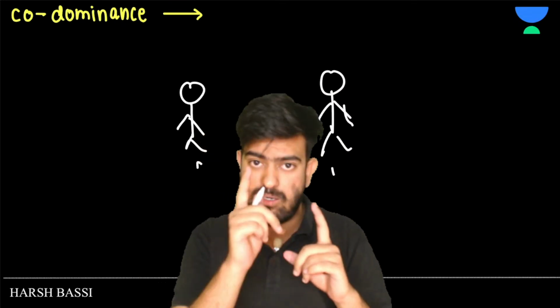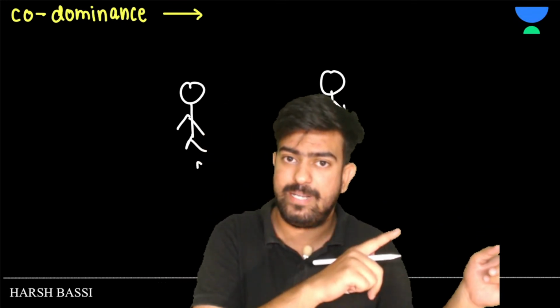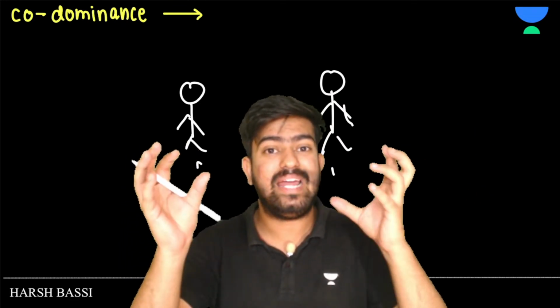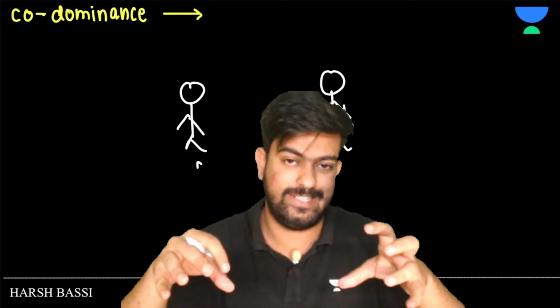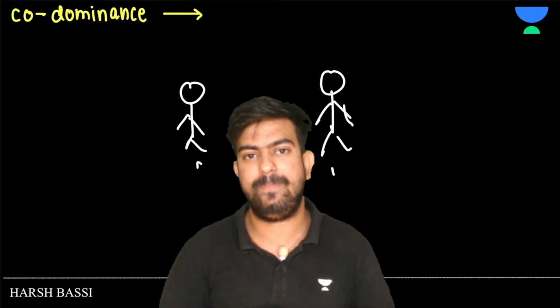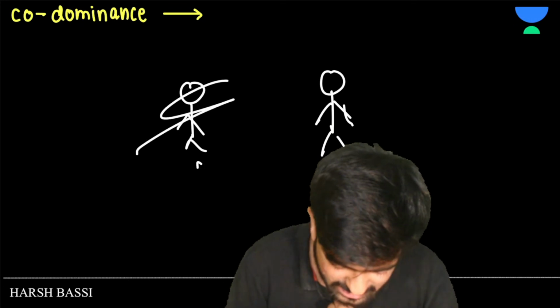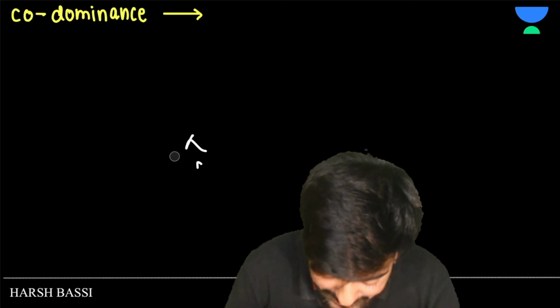There is no mixing. Remember, there is no mixing like in incomplete dominance. Rather, both the alleles are having equal percentage. In this case, the example is codominance. I am going to explain, and you will be able to understand this in a much better manner.